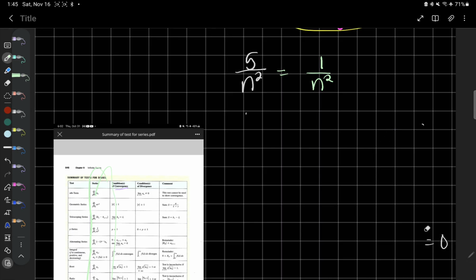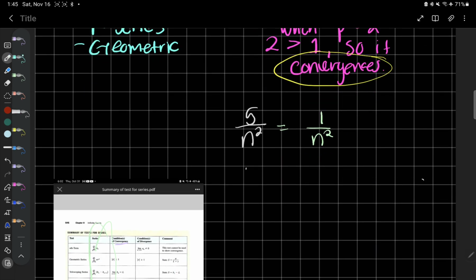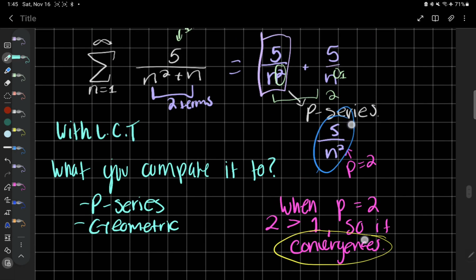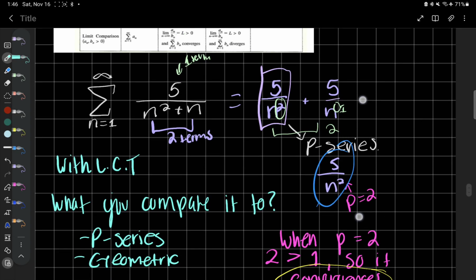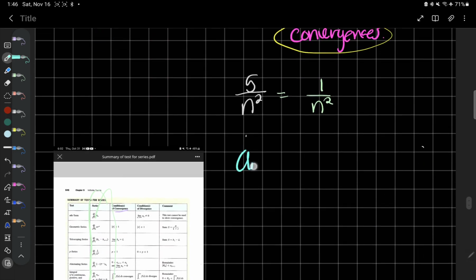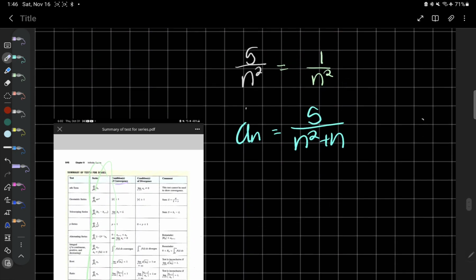Sorry, I cleared my throat. Anyways, I'm going to change it to that, right? So with the limits, now proving it, here's what you're going to do. You're going to see here that they have an an and a bn. Now, you are wondering, where am I going to get the an and where am I going to get the bn? Your an is the original summation that you have, 5n squared over n squared plus n. And then the bn is just the simplified, like the reconstructed form of the an when you use the geometric or the p series. So bn equals 1 over n squared, right?